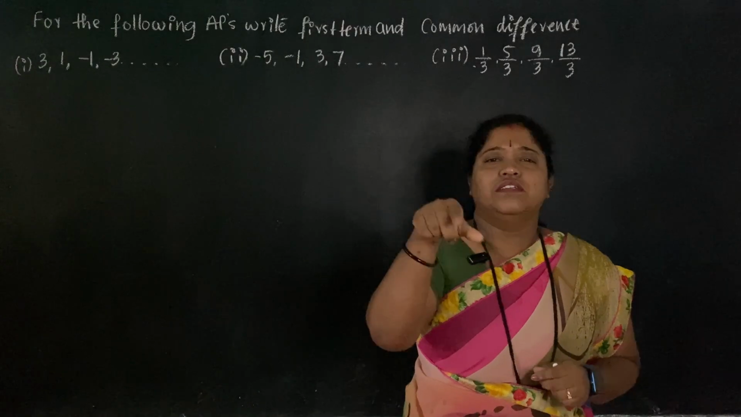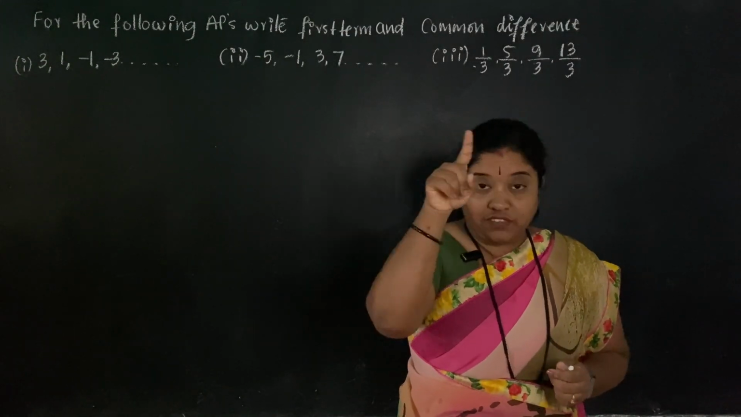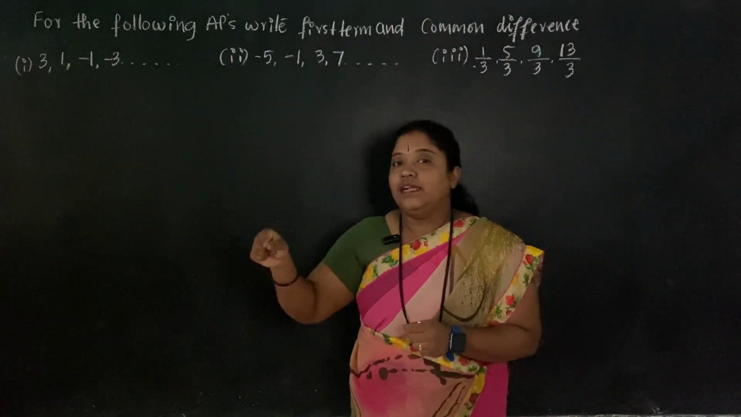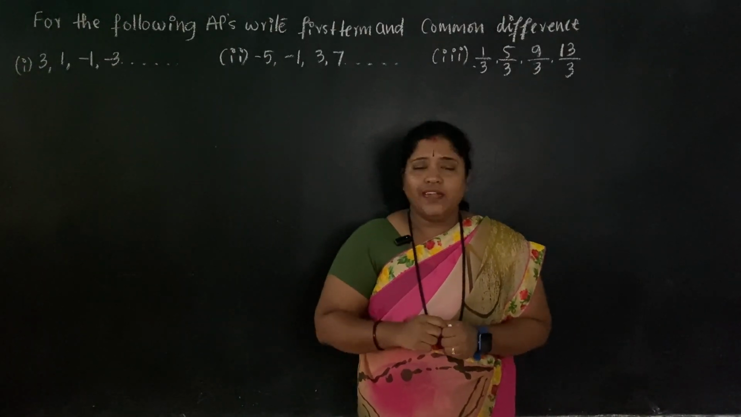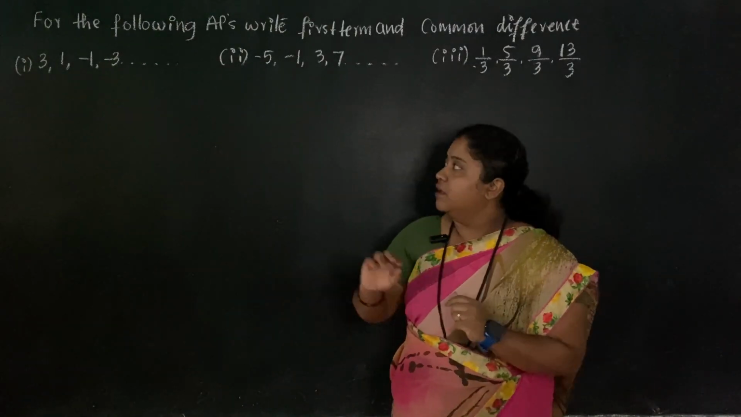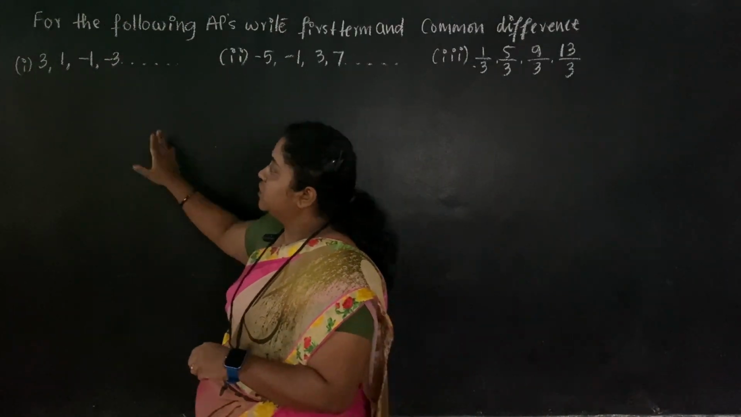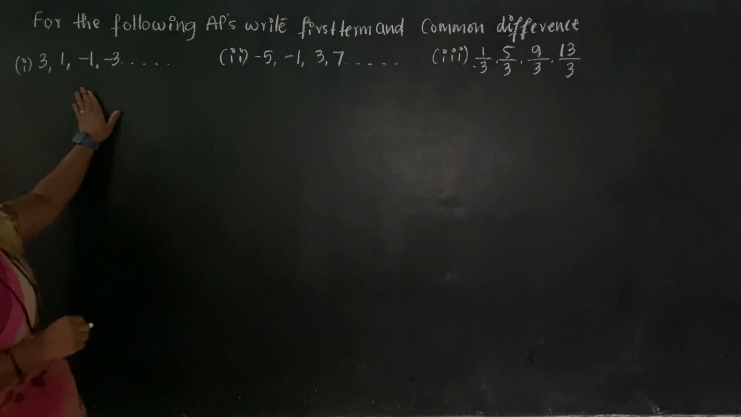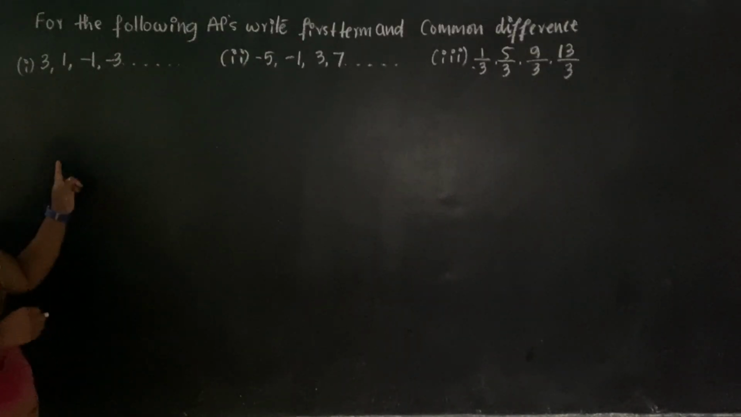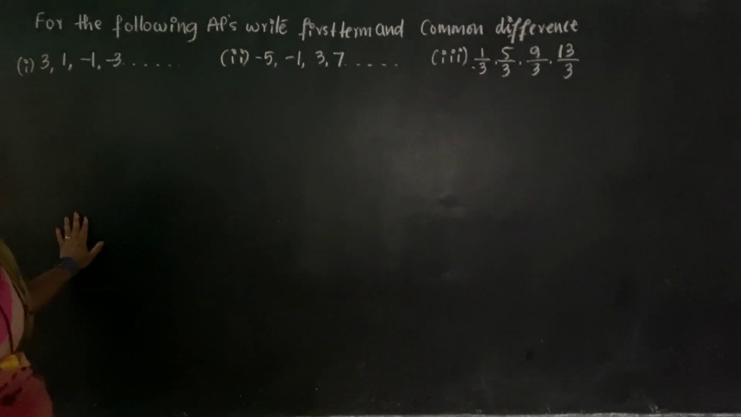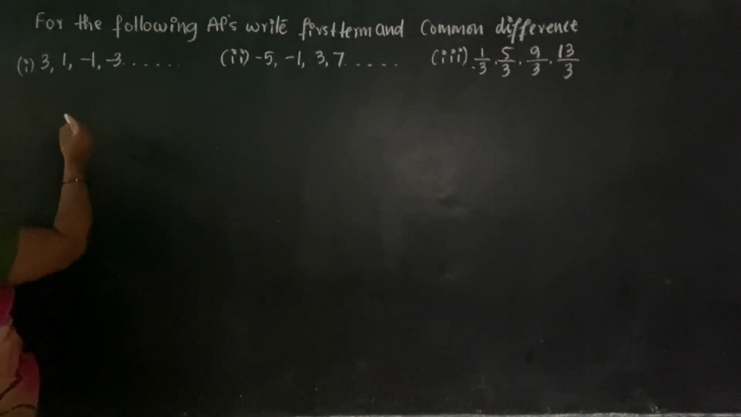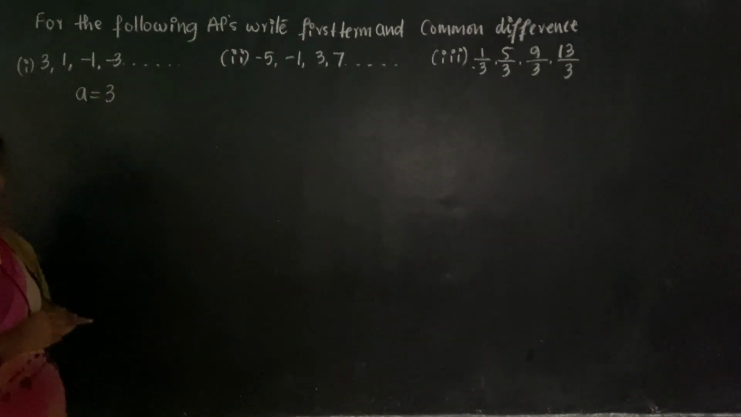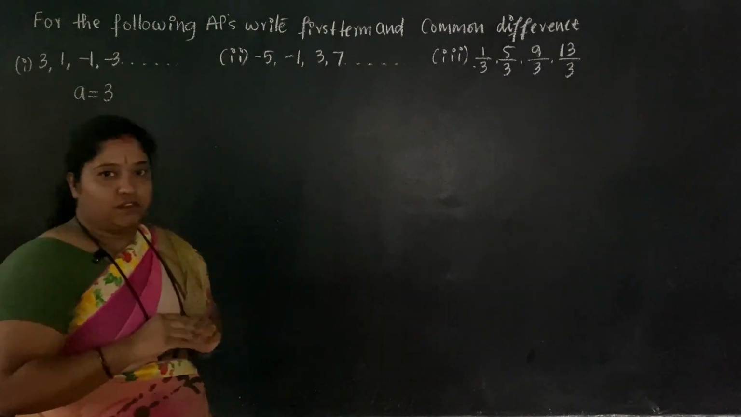And whatever the first one is, that is what we call the first term. The term means you should know all the individual values present in the list are called terms. Now dear, when you look at the first question, 3, 1, minus 1, minus 3, and so on, we have to write the first term and the common difference. By looking at it you can tell the first term: 3. The first value is equal to 3.